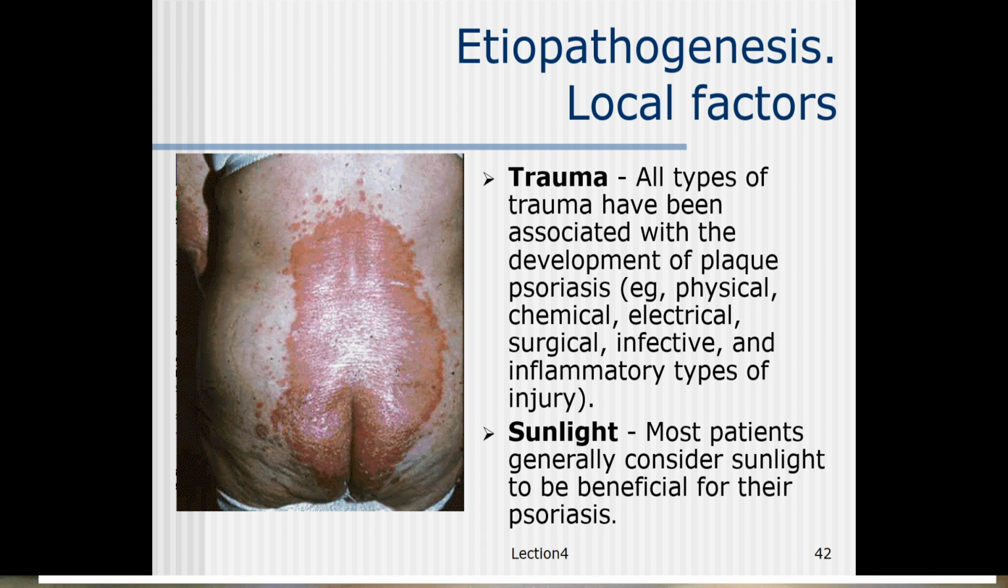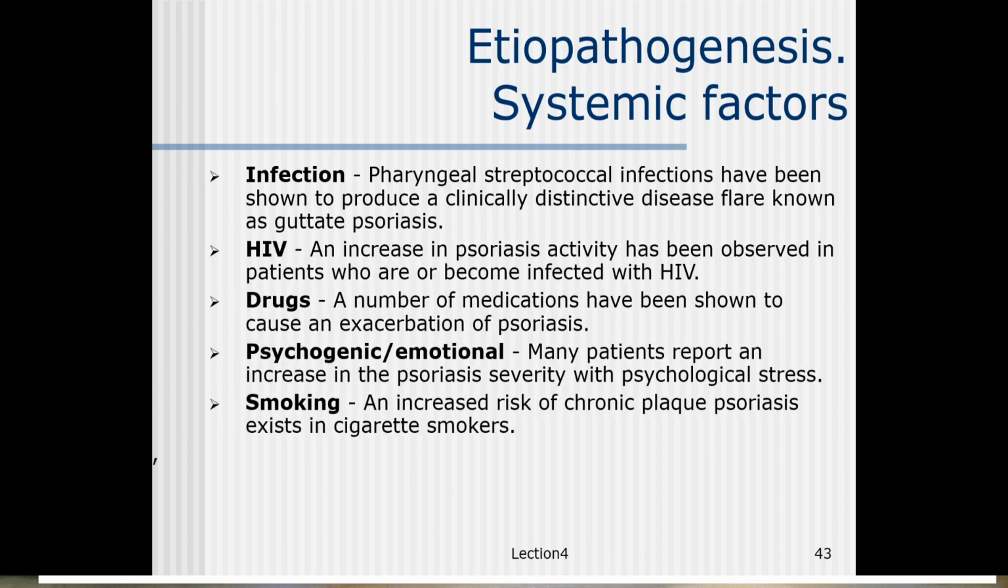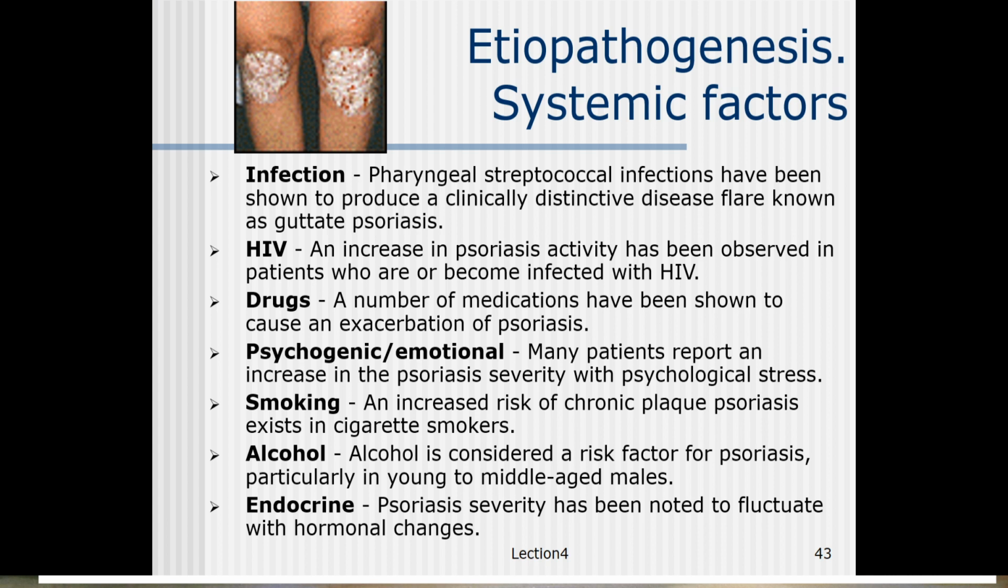Sunlight. Most patients generally consider sunlight to be beneficial for their psoriasis. Infection. Pharyngeal streptococcal infection has been shown to produce a clinically distinctive disease flare known as guttate psoriasis. HIV. An increase in psoriasis activity has been observed in patients who are or become infected with HIV.